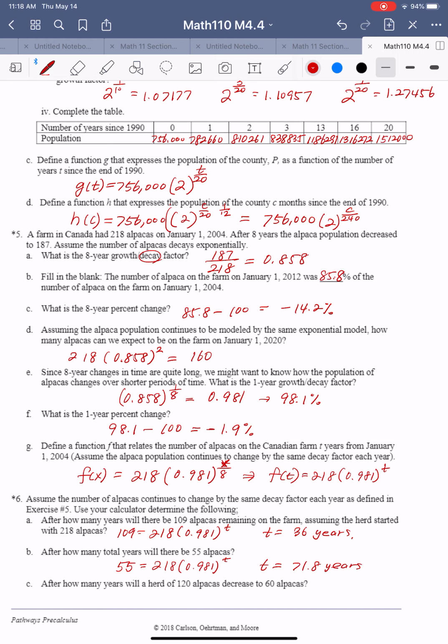All right. Now after how many years will 120 alpacas decrease to 60 alpacas? Okay, so now it decreased to 60 from the 120. The ratio is 0.981 to the t power, and so t is about 36 years. Okay, so that's all for the change in the growth factor. It could be any time period. Thank you for listening.